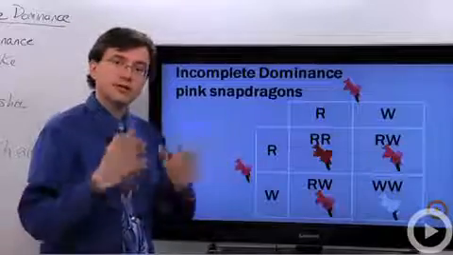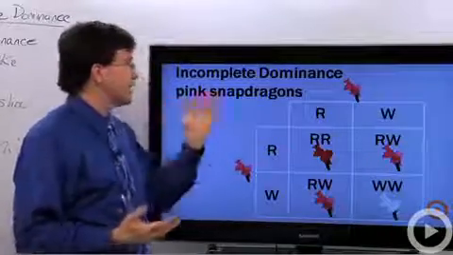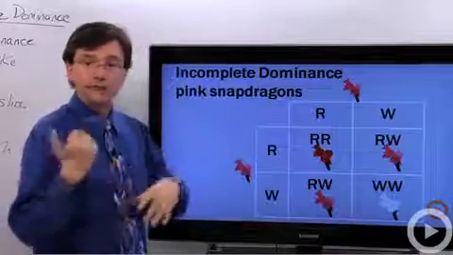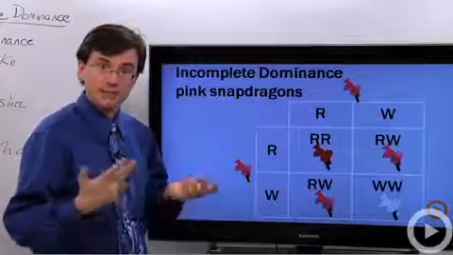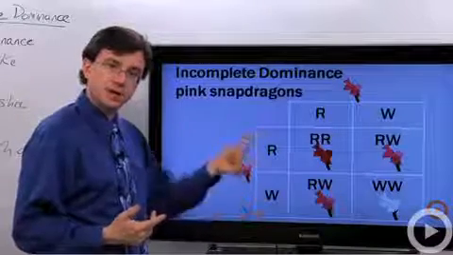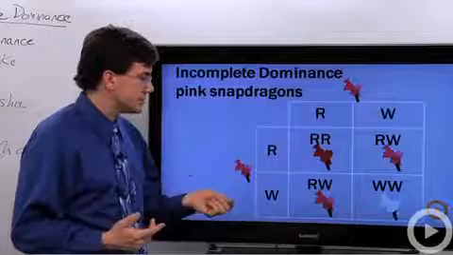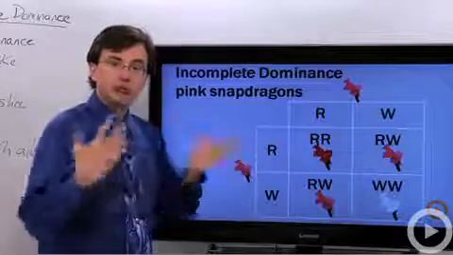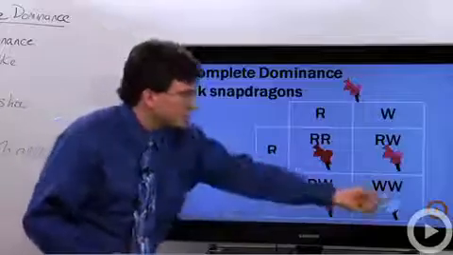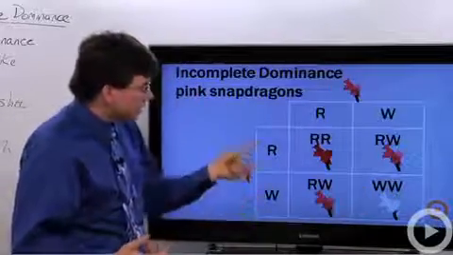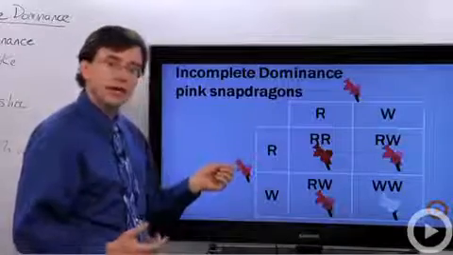The standard example of incomplete dominance is a kind of flower called a snapdragon. With snapdragons, you can have red, white, or pink flowers. And it turns out the pink ones are blends between the red and the white alleles. So if you have big R, you will be a red flower. If you're big W, you'll be a white flower. If you're big R and W, you'll be pink.